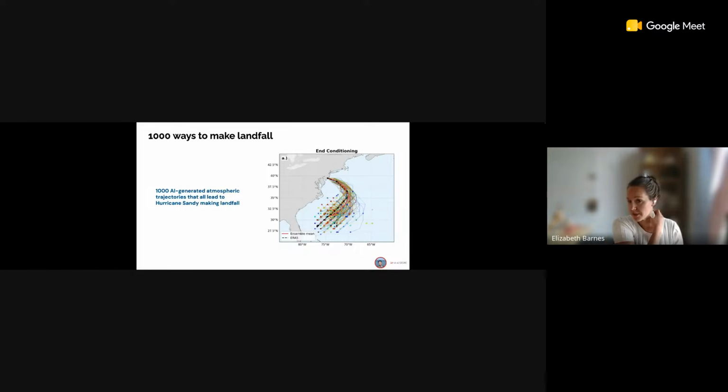Now, there are other approaches like rare event sampling that try to tackle this. But here, our approach is, let's not throw out any of them. Let's actually start at the condition that we want to end and go backwards.